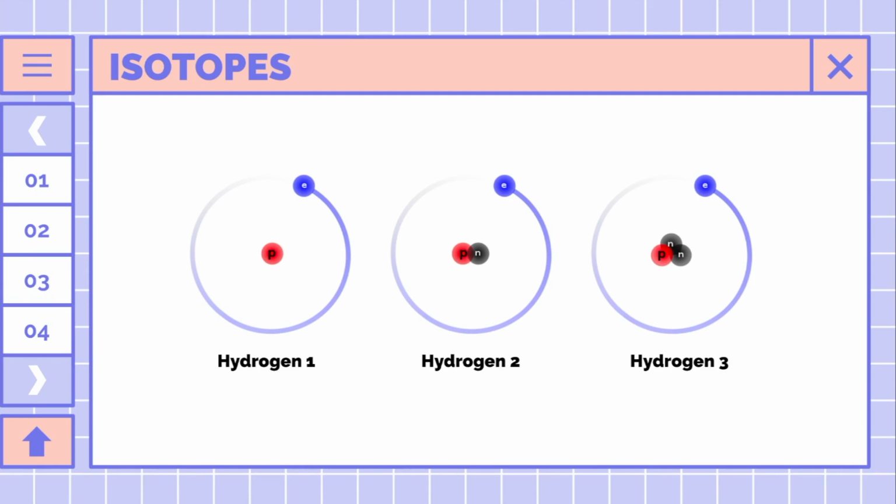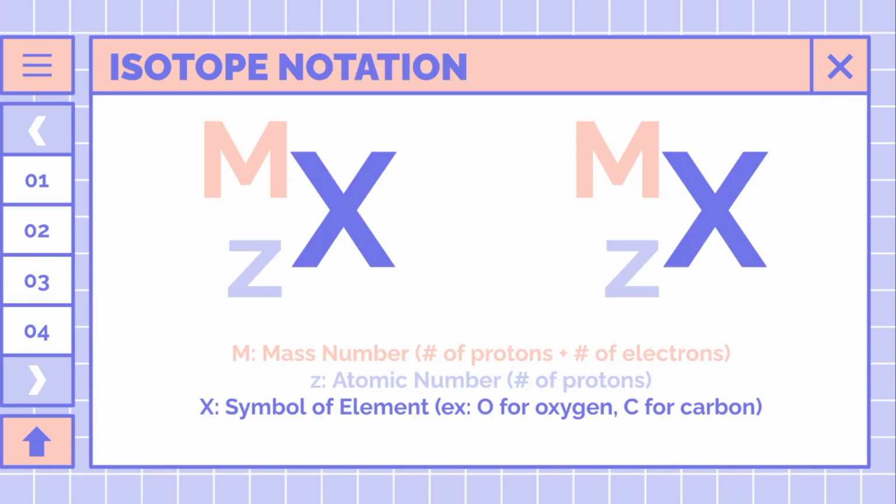Now let's figure out how to write an isotope notation. This is a brief idea of what isotope notation looks like. The M, like I have said before, is the mass number. This is the sum of the protons and neutrons and varies from isotope to isotope.